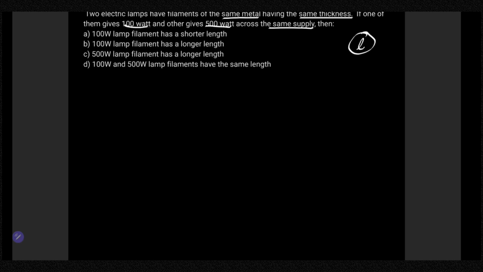What do we have? We have the same metal, same thickness and same supply. With questions like bulbs, we go to the basic equation P is equal to V square by R. And we also know another equation that relates resistance and length. It is R equals rho L by A. We have been told that they have the same thickness and the same metal.